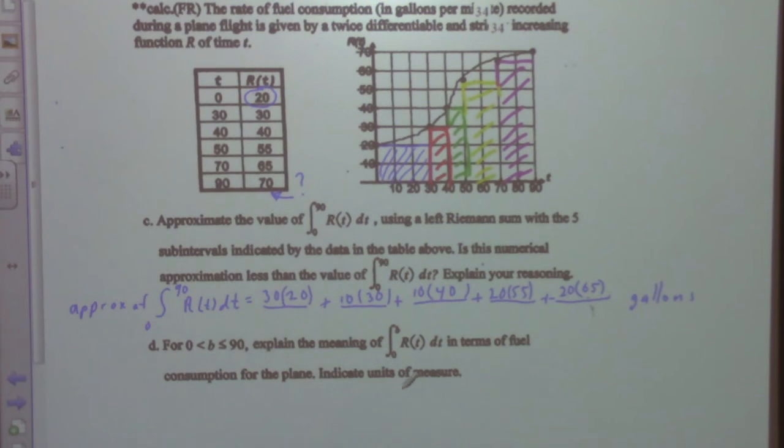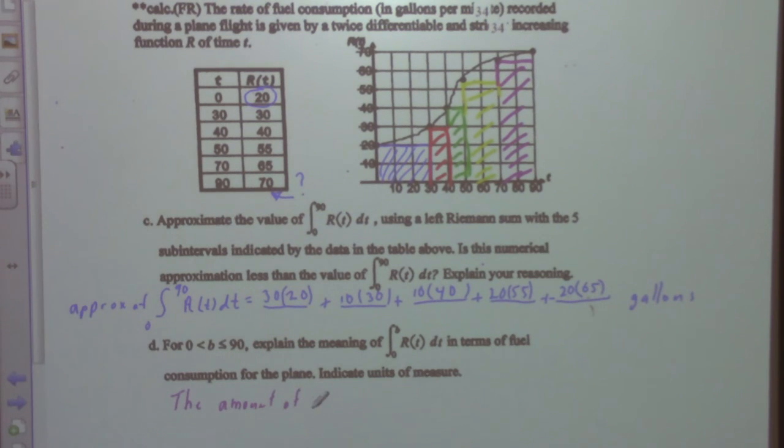Now we get to part D. Between t equals 0 and 90, what is the meaning of the integral from 0 to 90 of R(t) dt in terms of fuel consumption for the plane? What is this thing going to mean here? It shows the amount of fuel consumption.